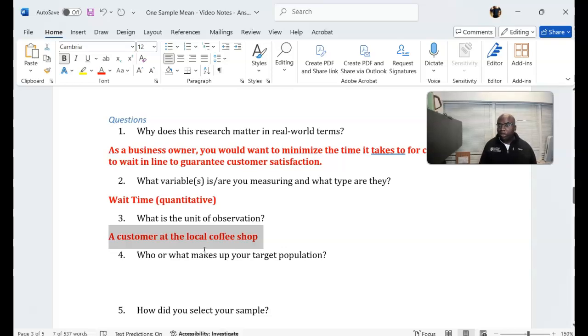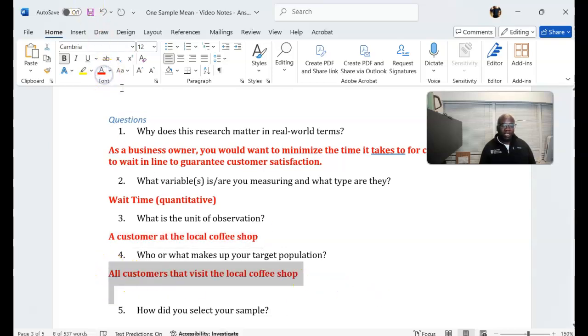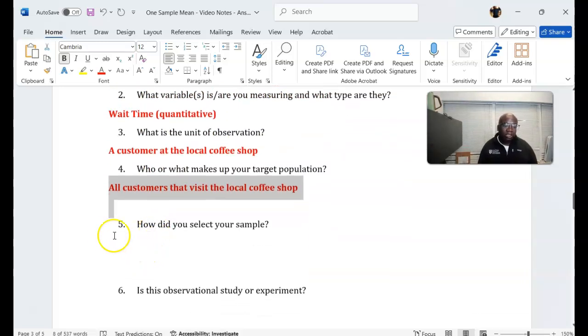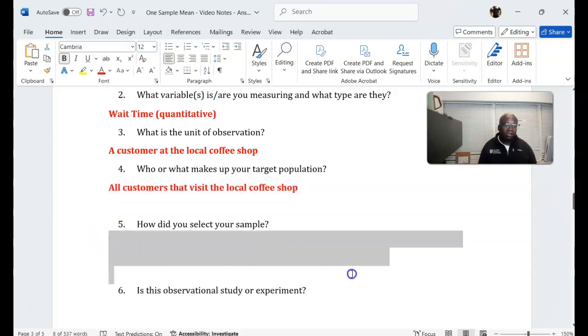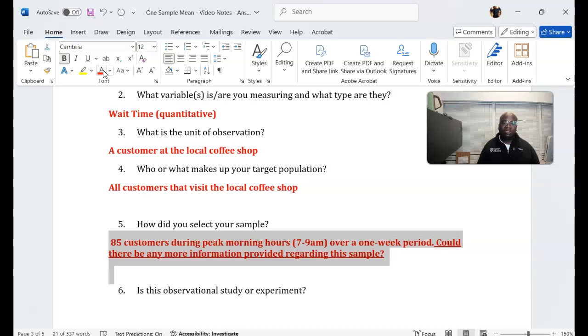It's going to be all the customers at the local coffee shop, or even coffee shop chain. That's another level of ambiguity. Okay, all the customers that visit the local coffee shop. And the sample is going to be the 85 customers during peak hours over a 1 week period.